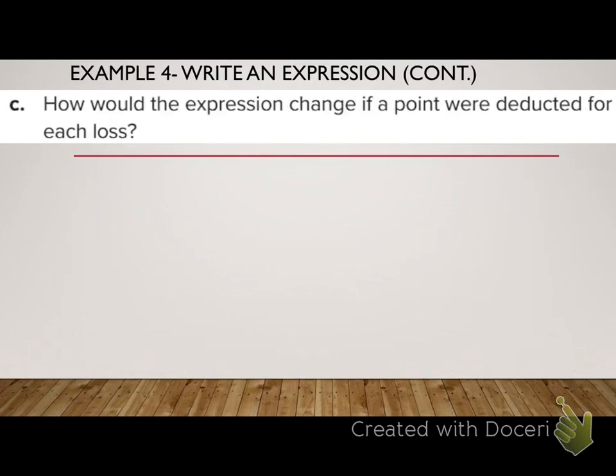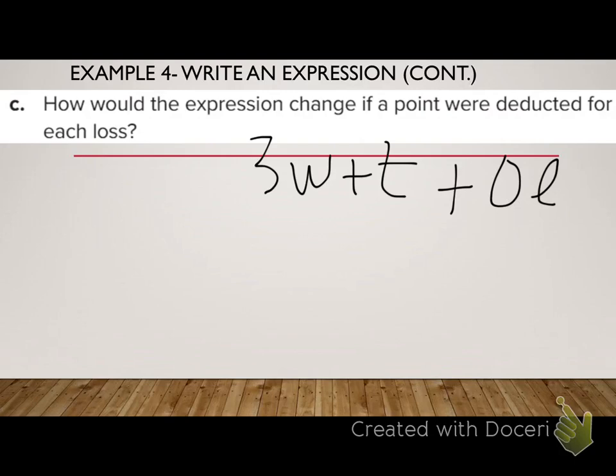Last part of this question. Once again, we got 3W plus T, right? How would the expression change if a point were deducted for each loss? Remember, right now, it was 3W plus T plus 0L, right? So how would that change if instead of getting 0 points for a loss, a point was deducted for each loss? What would that expression look like?